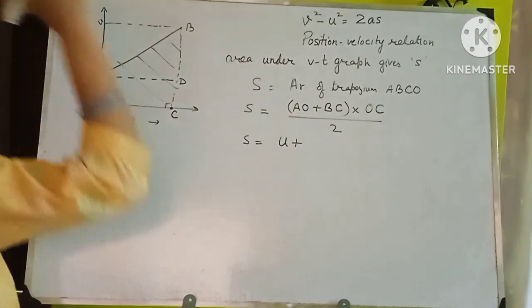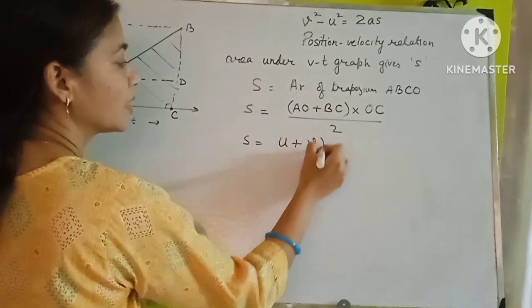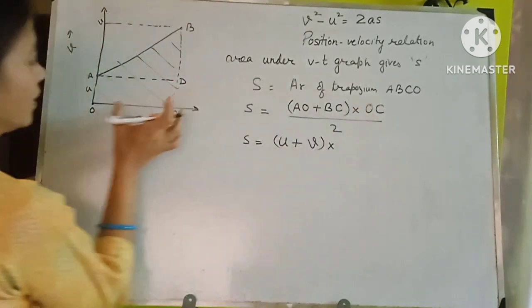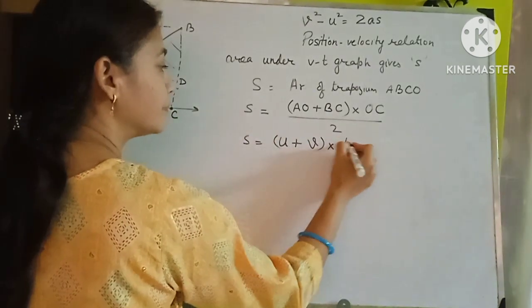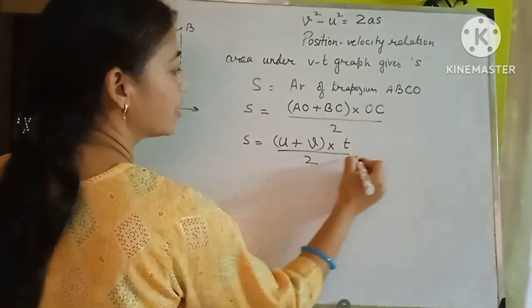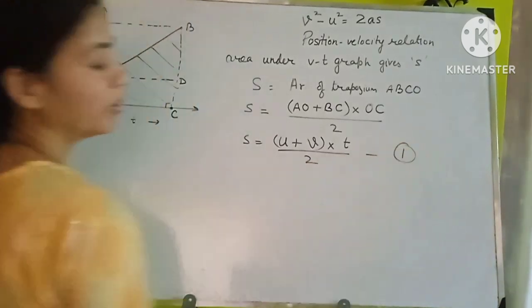BC is v, into OC. See here how much is OC? It's time taken t. And half will be as such. Mark this as equation number 1.